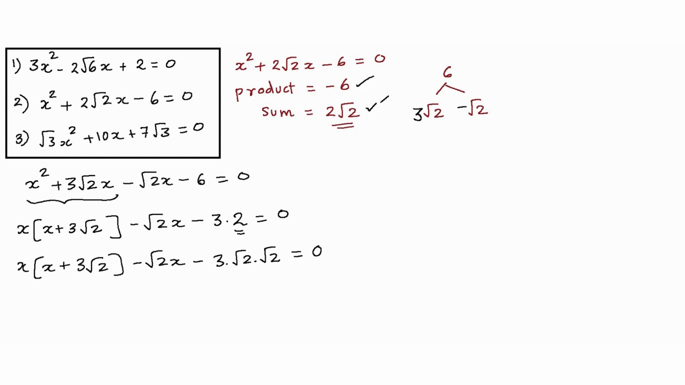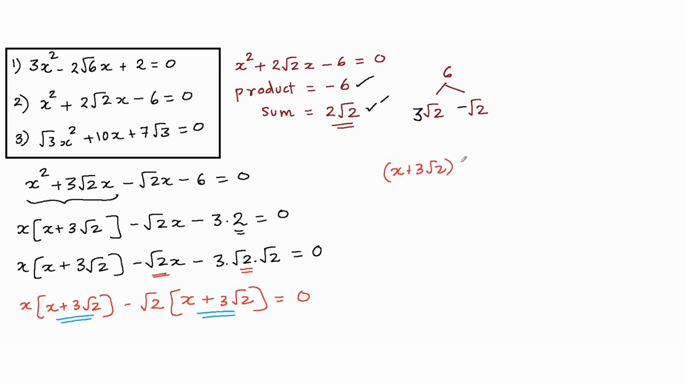Why did I do this? I did this because again root 2 is common in these two terms. So x into x plus 3 root 2 and from these two terms minus root 2 is taken out as common. So I am left with x plus 3 root 2 is equal to 0 and therefore what I get is x plus 3 root 2. You will now notice that x plus 3 root 2 is common in both the terms. So x plus 3 root 2 into x minus root 2 is equal to 0.